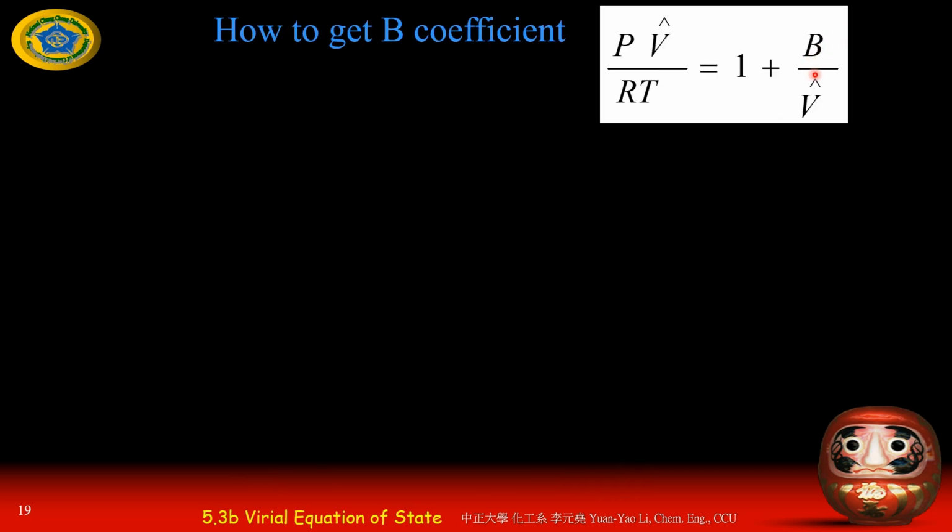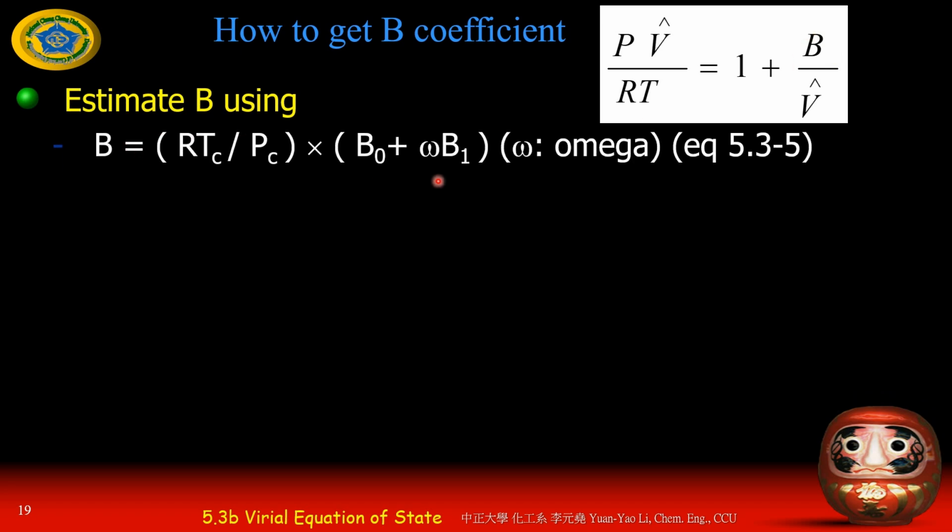So how to get B? It's important, right? Because you know the relationship of the pressure, volume, and temperature, and now you have one coefficient here. So how do you estimate B? B is R times Tc divided by Pc, times B0 plus omega B1. You don't need to remember this equation, okay? If this is in your final exam paper, I'm going to show you this equation. But I don't want to tell you what is Tc, what is Pc. Please tell me what is Tc, what is Pc.